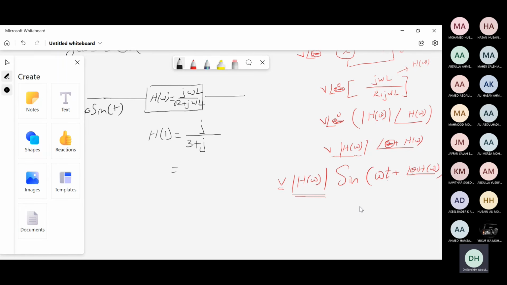Can someone convert it to polar for us? j divided by 3 plus j. Say it again. 0.316, angle 71.5. 71.5. Okay.